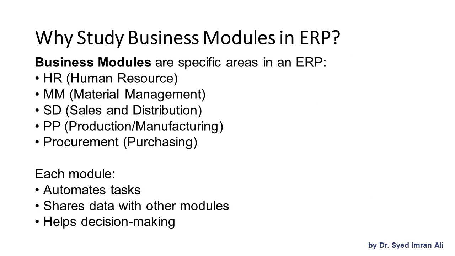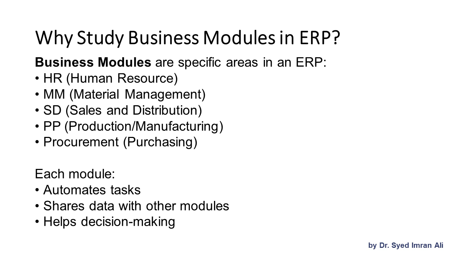Slide 03 Why study business modules in ERP? ERP is made up of business modules. These include HR for managing employees, for handling raw materials, SD for sales and customers, PP for manufacturing, Procurement for purchasing. Each module automates daily work, shares data with other modules, supports better decisions.